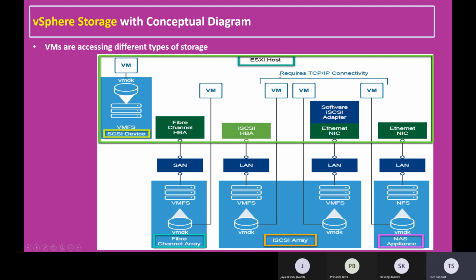Also, these VMs require TCP/IP connectivity. TCP/IP means Transmission Control Protocol, Internet Protocol connectivity. That is nothing but a normal LAN switch connectivity. That's why I highlighted it as a LAN. Now let's come to the last row.